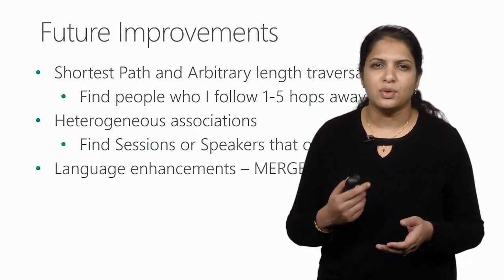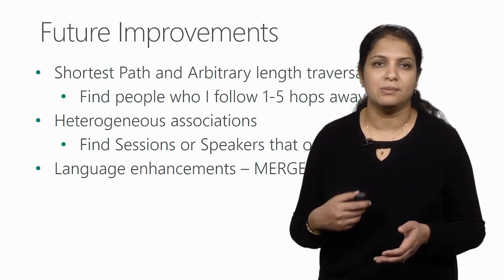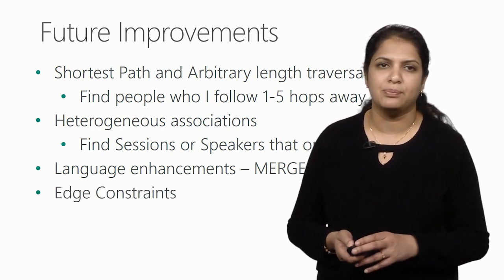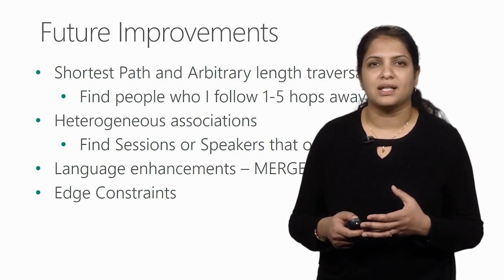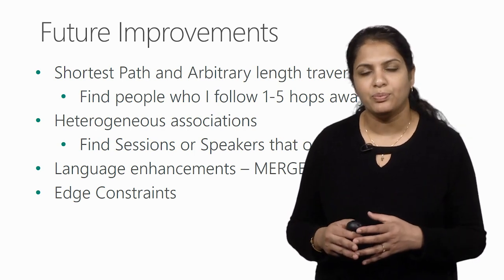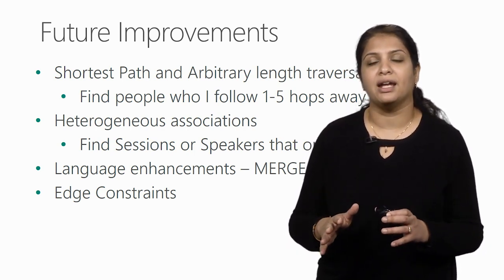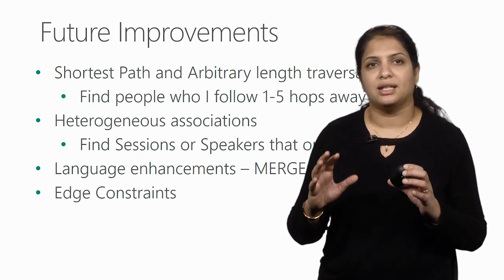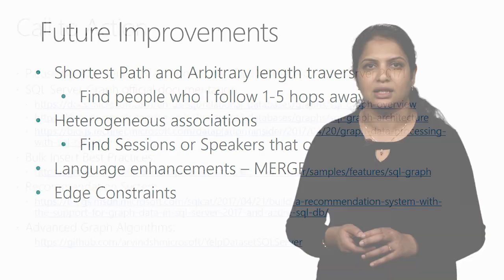There will be some language enhancements, like in merged DML, where we will support match inside merged DML. And then we will be introducing edge constraints. For example, today an edge can connect any type of node to any other type of node. Using these edge constraints, you will be able to restrict the type of nodes that these edges can connect.